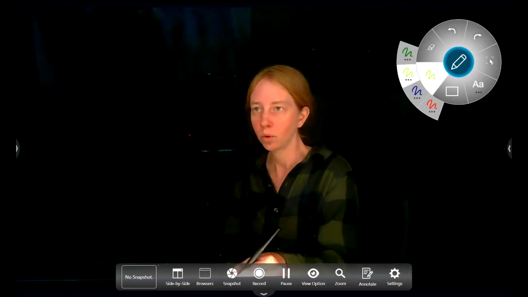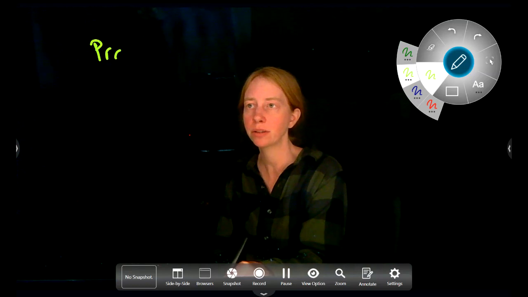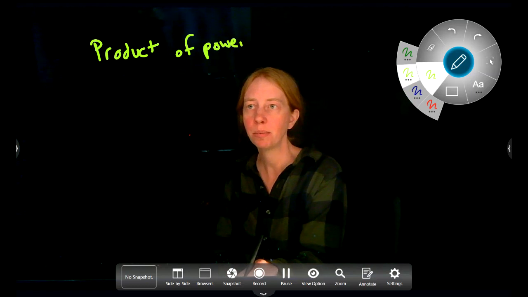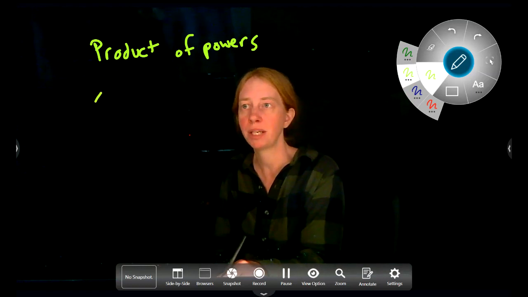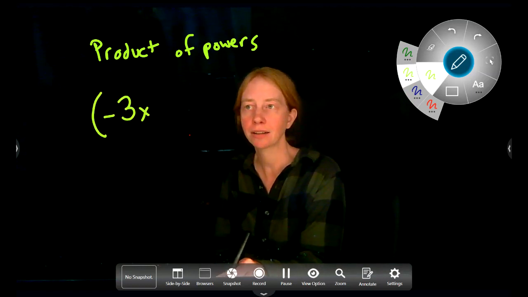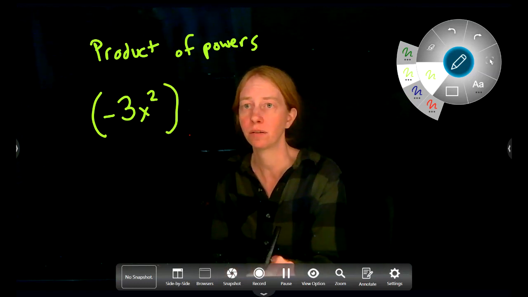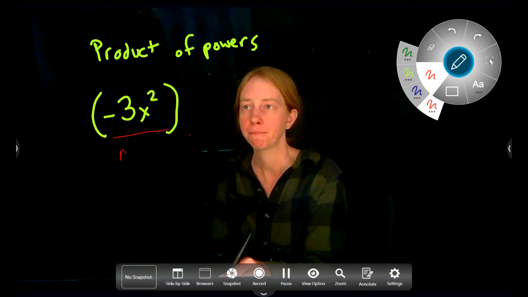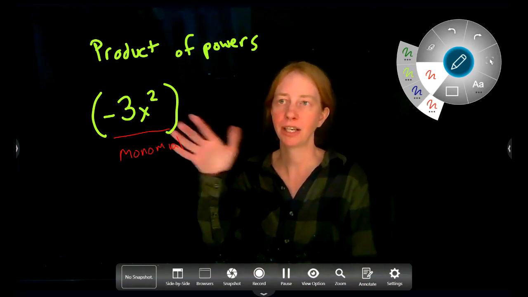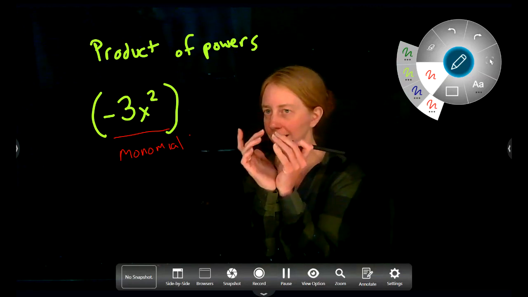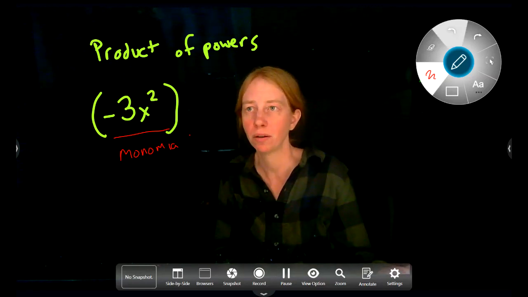Okay, so this is a rule called the product of powers. I'm going to write that here, product of powers. Product, remember, means that we're multiplying something. Okay, so an example of this would be, we have negative 3x squared. We consider this a monomial. Okay, that's another good vocabulary, a monomial. Okay, and that's because it's one term. It has a coefficient, it has a variable, it has an exponent, and it's all kind of grabbed together. Okay, so that's a monomial.